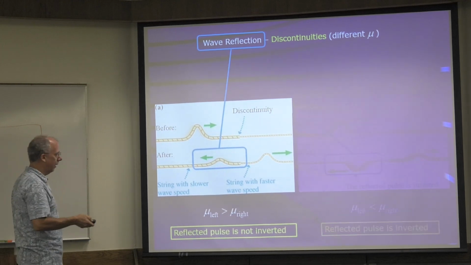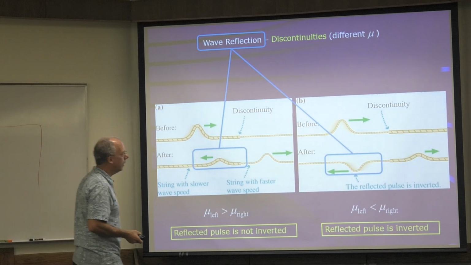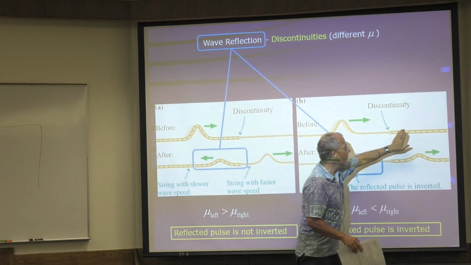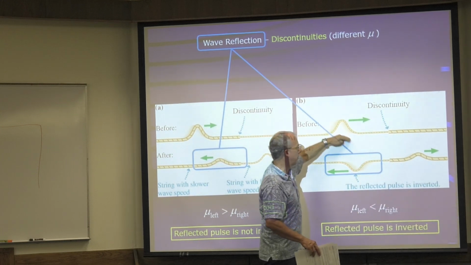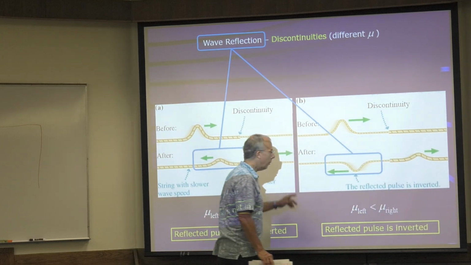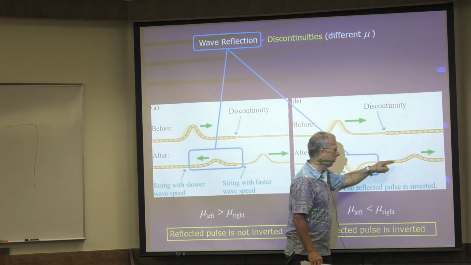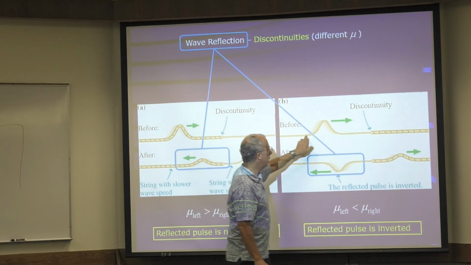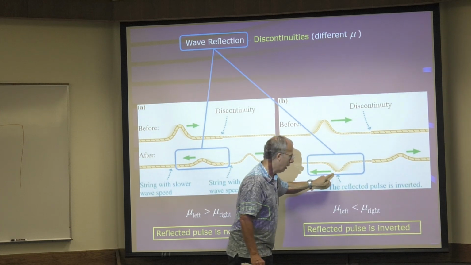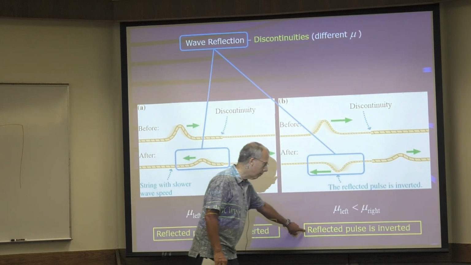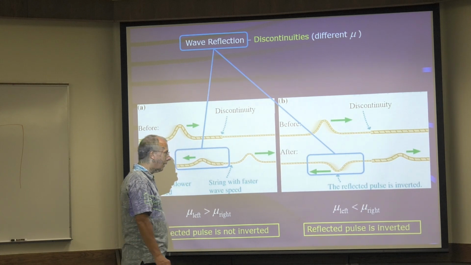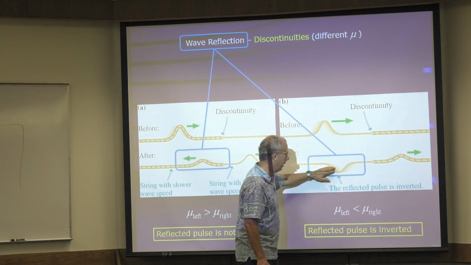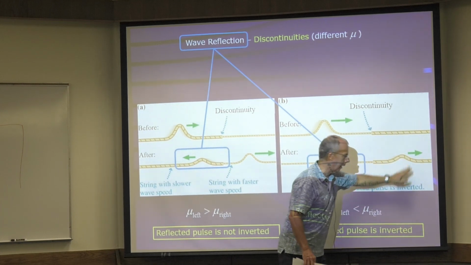On the other hand, look at this. Now we have mu left is less than mu right. So this is just a little piece of string, and this is this big, fat rope. And look what happens. Again, some of it travels through, some is reflected. But when mu here is less than mu there, the pulse is inverted. So the reflected pulse is inverted. And again, it's only true if the mass per unit length here is less than the mass per unit length there.